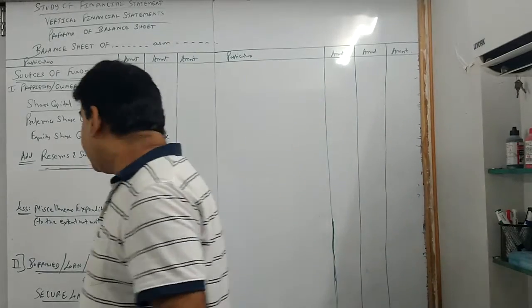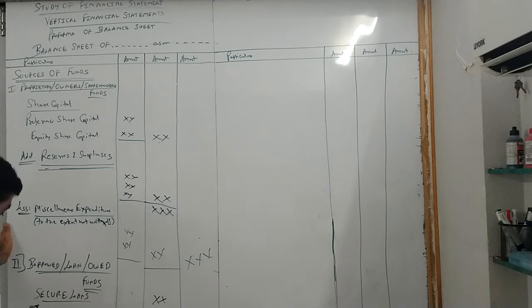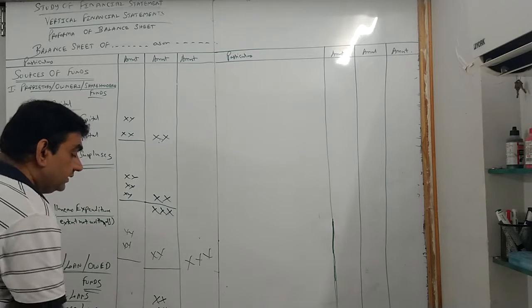Okay? Now second is what? Unsecured loans. So after secured, next is unsecured loans. Okay? In unsecured, what will happen?